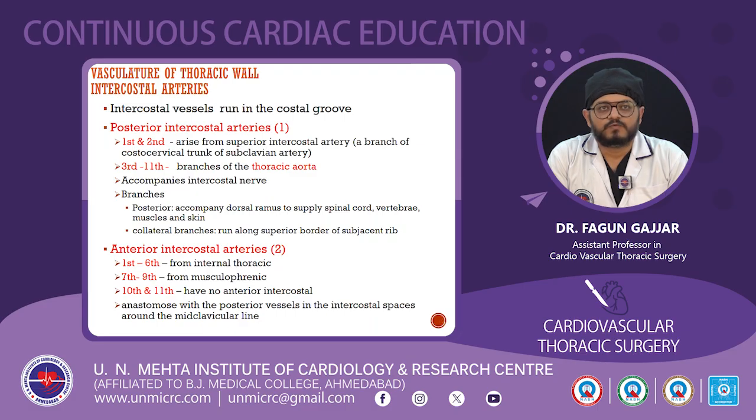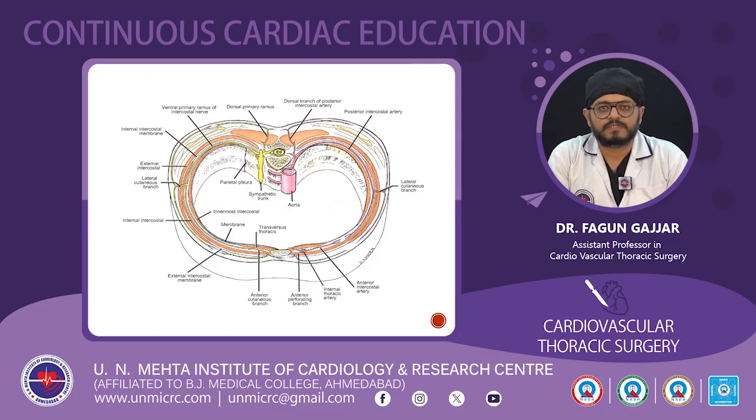and provides branches. Posterior branch accompanies the dorsal ramus to supply the spinal cord, vertebra, muscles and the skin, while the collateral branch runs along the superior border of the subjacent rib. While anterior intercostal arteries, 1st to 6th are branches of the internal thoracic artery, while 7th to 9th are branches from the musculophrenic artery. 10th and 11th have no anterior intercostal, and it anastomoses with the posterior vessels in the intercostal spaces around the midclavicular line.